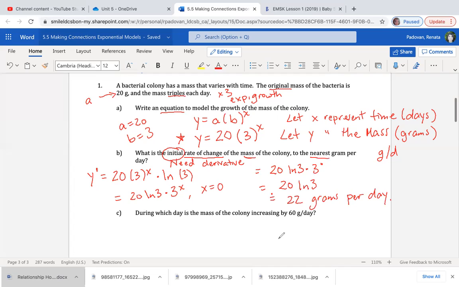C, I'm going to need a little bit more space here. I'll go through it with you just how to start it, and then we'll clear and move up. So during which day, so talking about day 1, day 2, day 3 again, so x value in days, during which day is the mass of the colony increasing by 60 grams per day? First of all, it's saying increasing, which you increase and decrease within the first derivative chart. And 60 grams per day, that's also a rate. So there are 2 different hints that you'd be using the first derivative. So there's my rate.